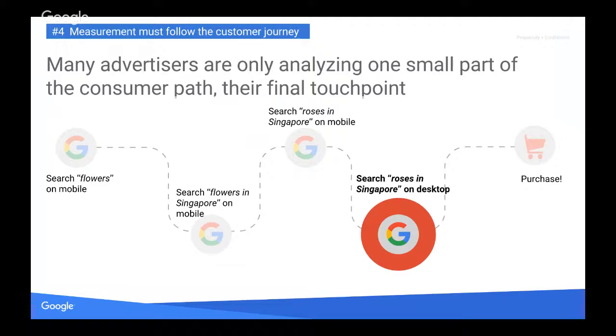So here you can see that the search term, the keyword which is roses in Singapore, and the device which is desktop is actually shown as the device and the keyword that is bringing the advertiser the business opportunity, while neglecting other existing keywords and devices, right? Whatever keywords that you see before that, flowers or even the mobile devices, are all being neglected. 100% of the credit is actually given to roses in Singapore as well as to the desktop.